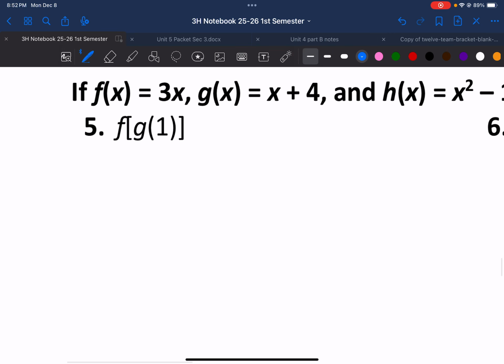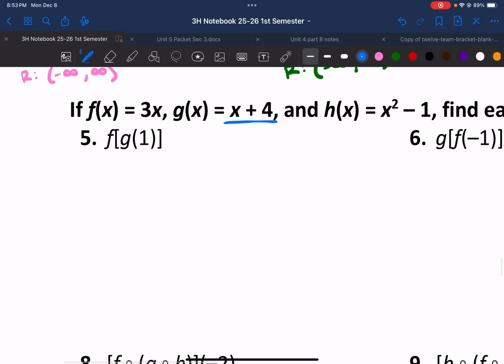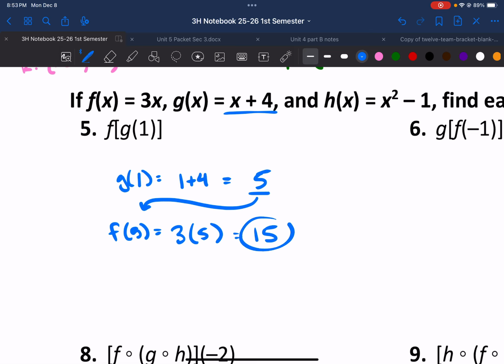So this is what I'm going to do. We just work from the inside out. We're going to put the number 1 into the G function. Plug in a 1 for G. Five. Now we take the number 5 and we plug it in for F. So F is right there. And the answer is 15. Okay, did you see that process?